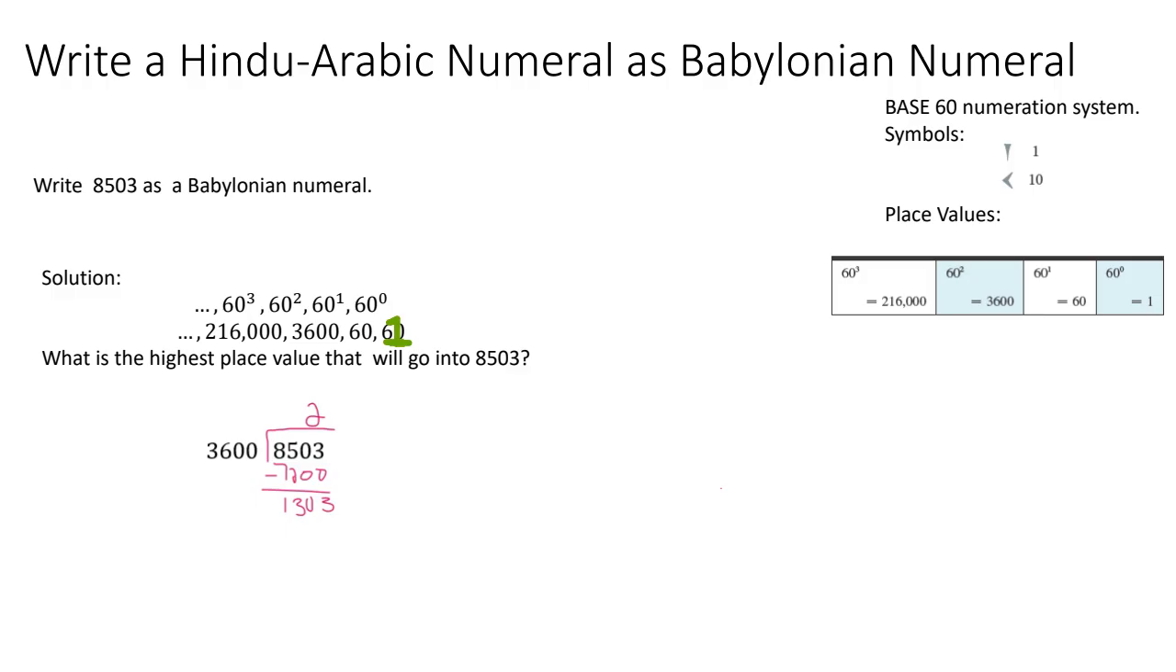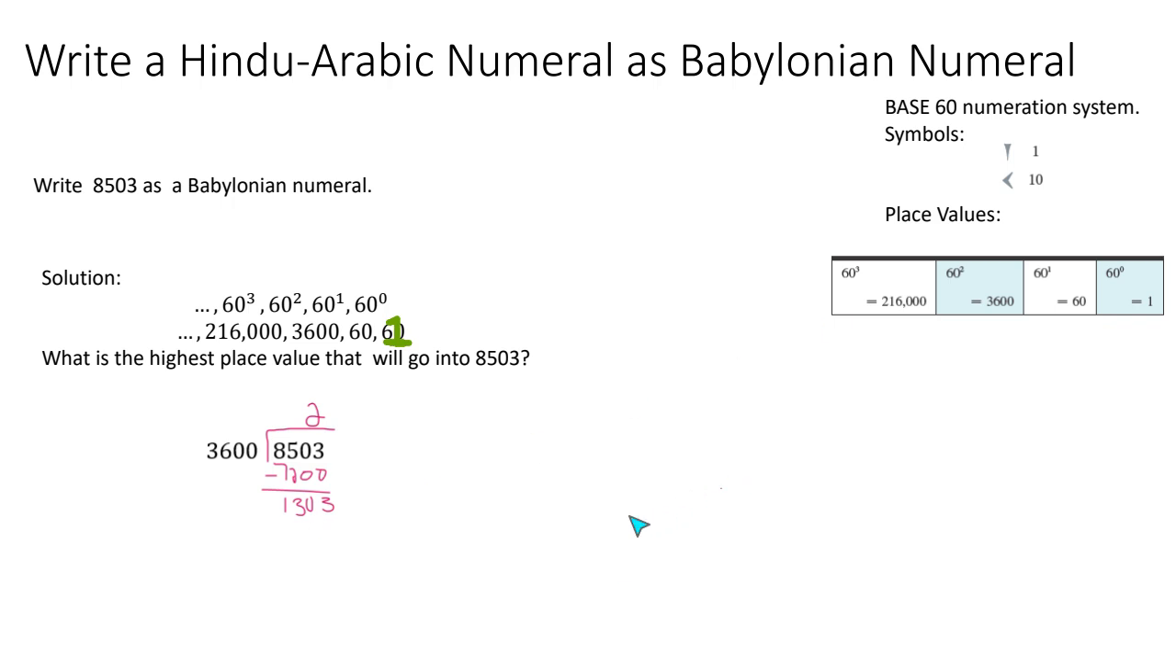So what you want to do is we're going to be dividing. So we write our number 8,503, and you want to ask yourself from these place values, 216,000, 3,600, 60, and 1, and remember there's more to the left over here. Which of these place values can we use? What is the highest place value that will go into our number 8,503? And so 3,600 will go in here twice. So 3,600 times 2 is 7,200. So if I subtract, I get 1,303.